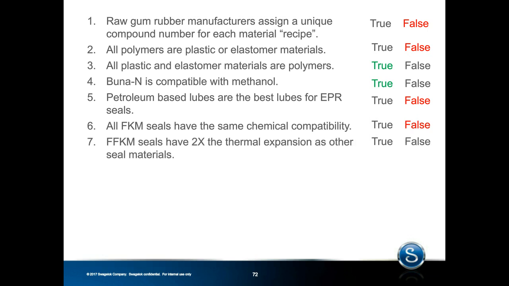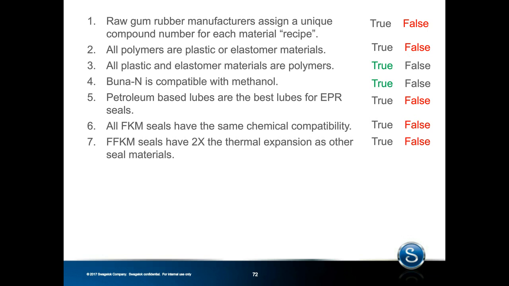FFKM seals have 2 times the thermal expansion as other seal materials. And we know this to be false as well, and that the thermal expansion can be as much as 3 times the thermal expansion of other seal materials.